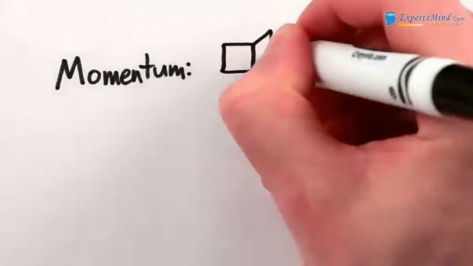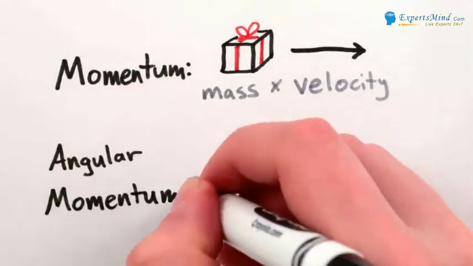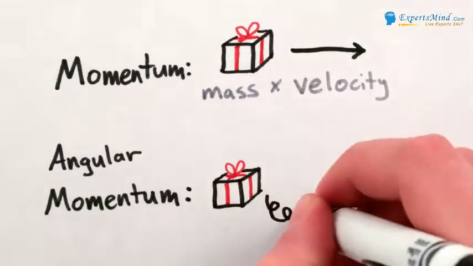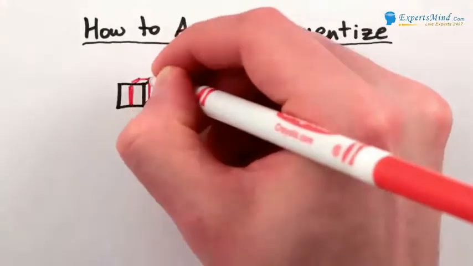Just like momentum is a concept that describes how much oomph an object has when it moves in a straight line, angular momentum is a way to account for how much oomph objects have when they're going in circles, figuratively or literally. And angular momentum is simple in theory.